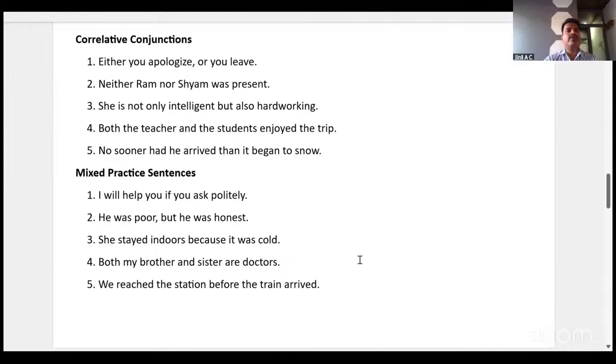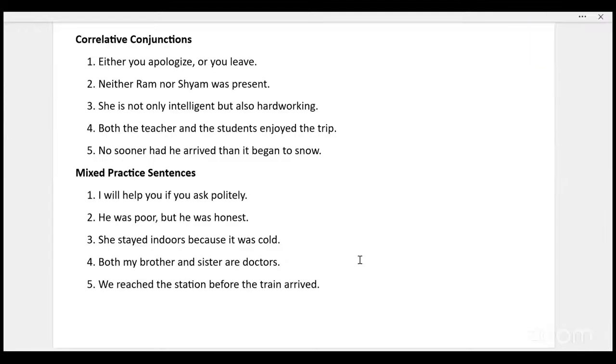Okay. Now, who will read these correlative conjunctions? May I, sir? Who said may I now? Yes, it's me, Samantha. Yes, Madam Manasa, you can read. Correlative conjunctions.